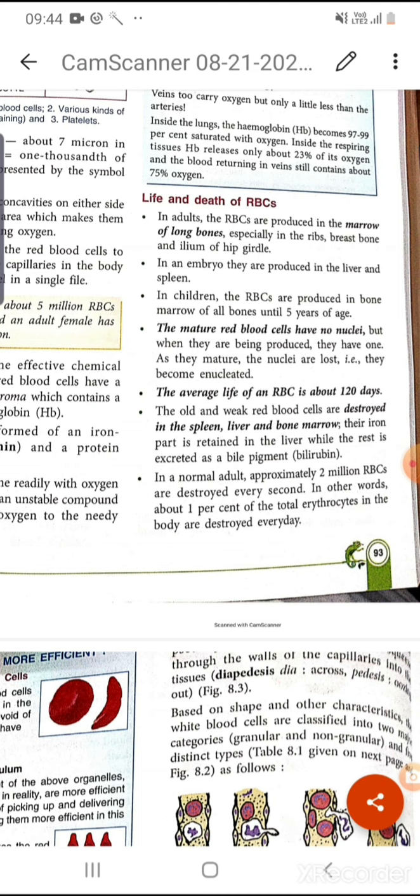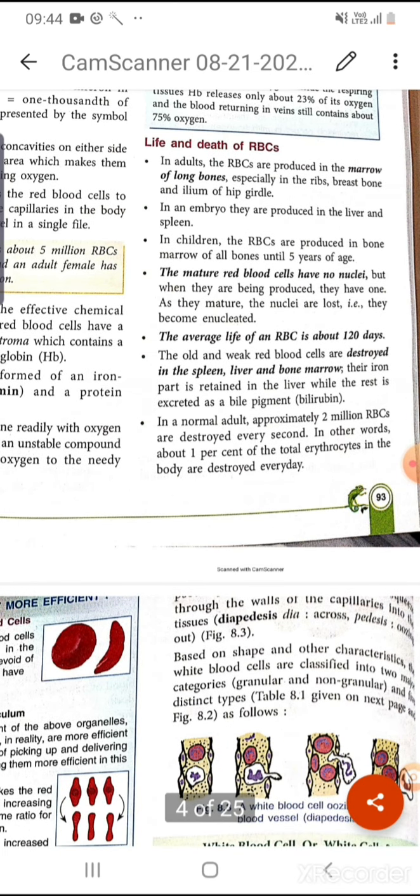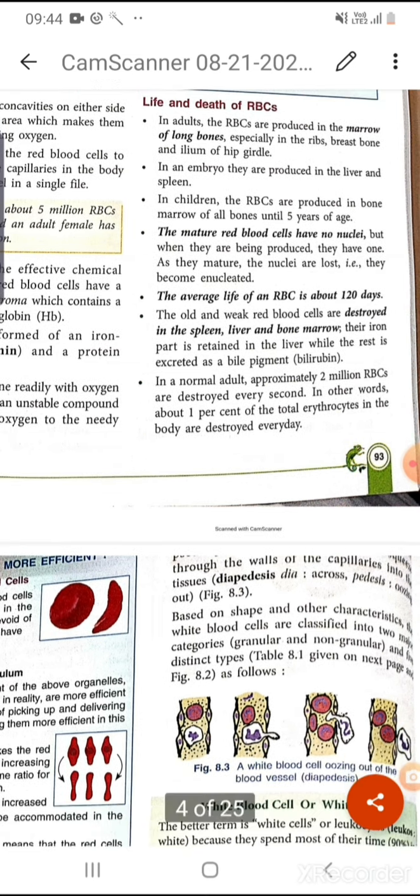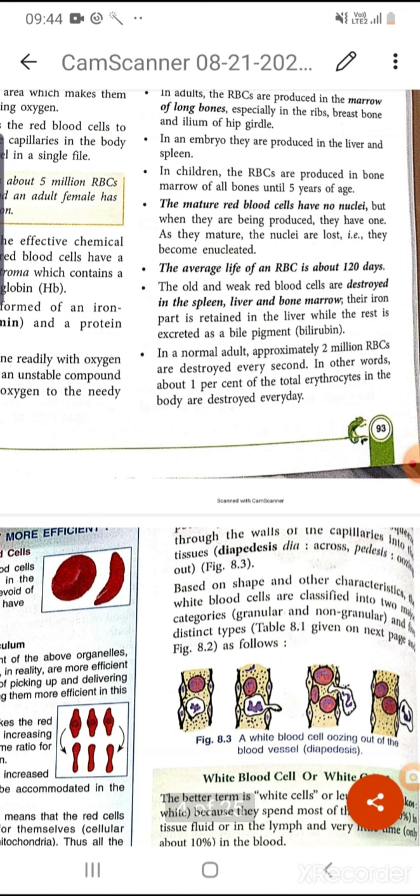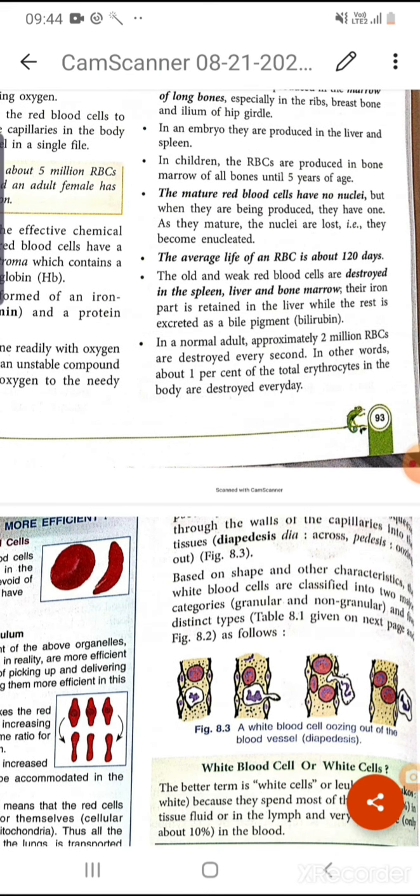Next is the life and death of RBC. In adults the RBCs are produced from bone marrow, especially of long bones, in the ribs, breastbone, and the ilium of the hip girdle. These are the strong and long bones. In the case of an embryo they are produced in the liver and spleen. In children the RBCs are produced in the bone marrow of all bones until 5 years of age. The mature red blood cells have no nucleus, but when they begin to be produced they have one nucleus.